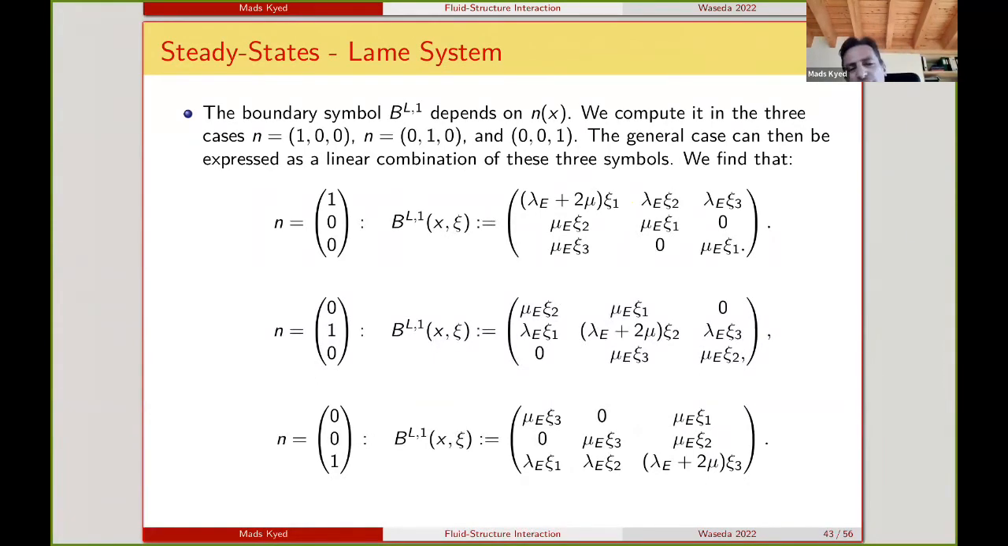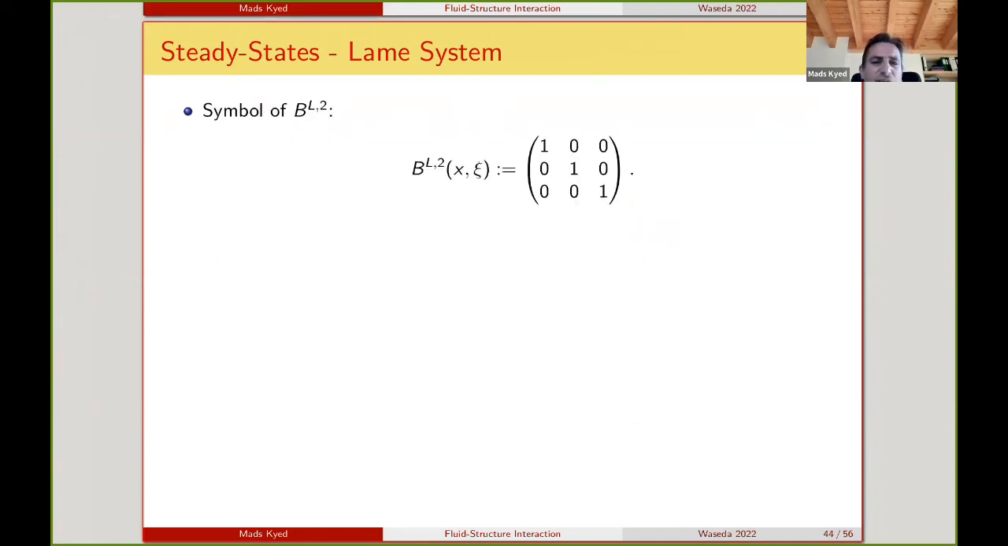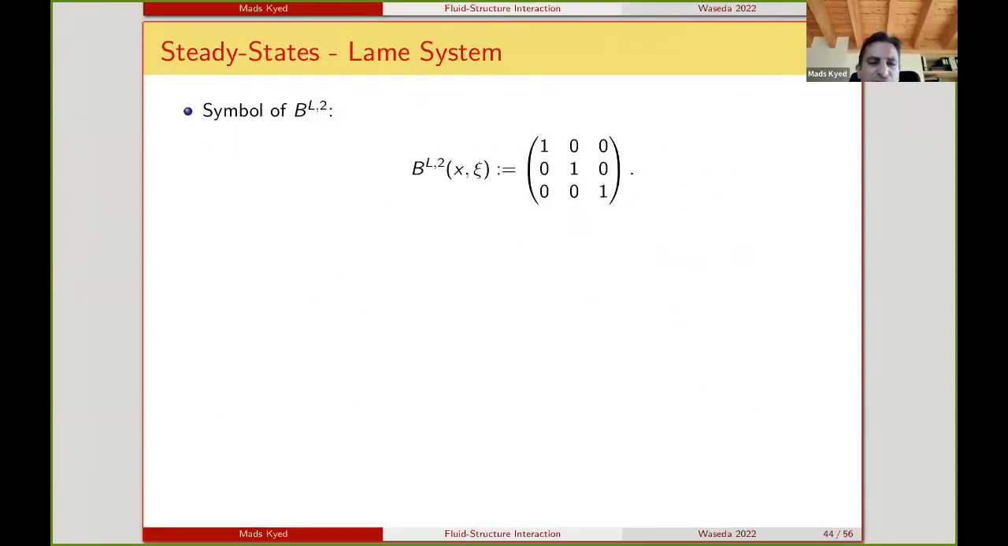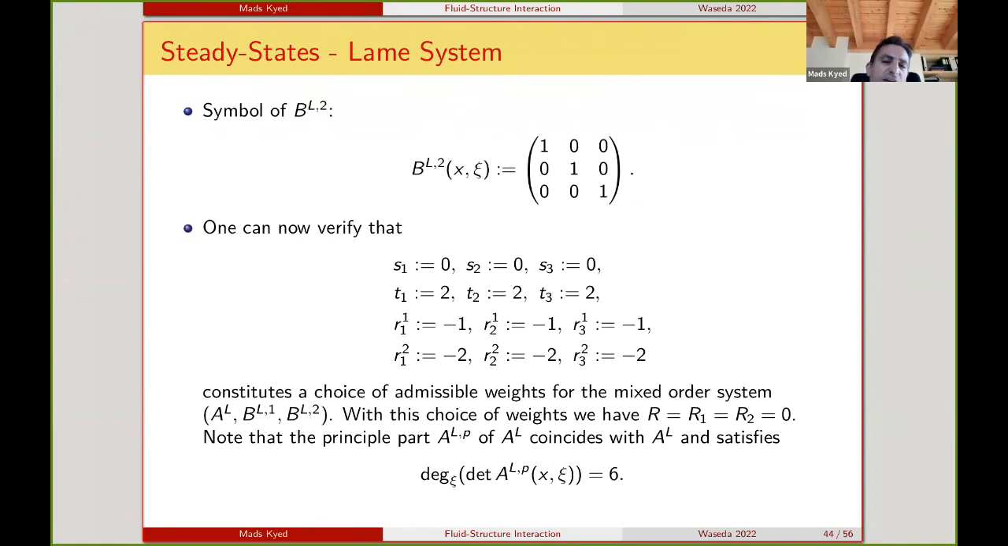And okay, so in the unit directions of our three-dimensional space, we get these symbols here, so they are nice. These are the symbols corresponding to the Neumann boundary condition, and of course the symbol corresponding to the Dirichlet boundary condition is even simpler. It's like this. Okay, so from the symbols we can more or less directly find the suitable weights. Okay, so I have here weights which satisfy the conditions of the Agmon-Douglis-Nirenberg theorem. You have to find these weights.